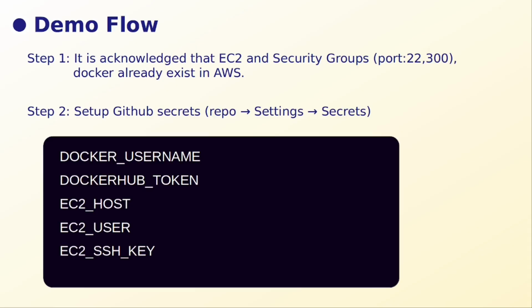Demo flow. In this demo, we assume that the EC2 instance is already prepared with Docker installed and the security group configured to allow port 22 for SSH and 3000 for application access. The next step is to configure GitHub secrets to securely store credentials such as the Docker Hub username and token, as well as EC2 connection details.